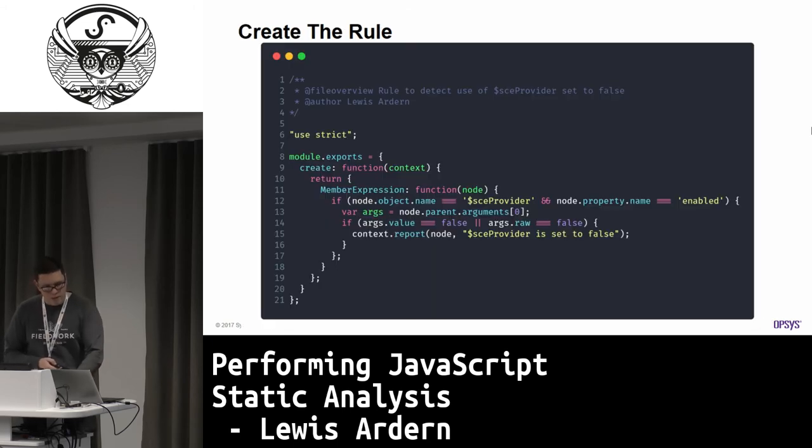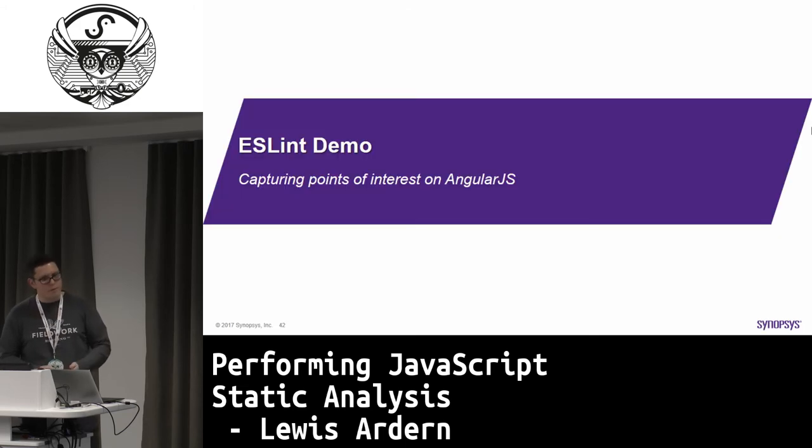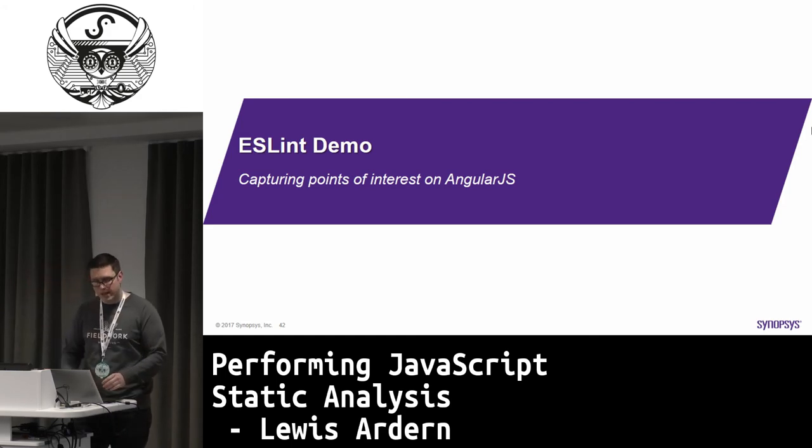So this is the rule that's making it. It's relatively simple. You call your member expression, and you're checking to see if the object name is set to SCE provider and if it's enabled. Then I'm accessing the parent and grabbing the arguments, or the first argument, because in this sense there's never normally more than one. And then we're seeing if it's set to false, and if it is, then it complains. So I'm going to give a quick demo on ESLint, and then we're done with the presentation.